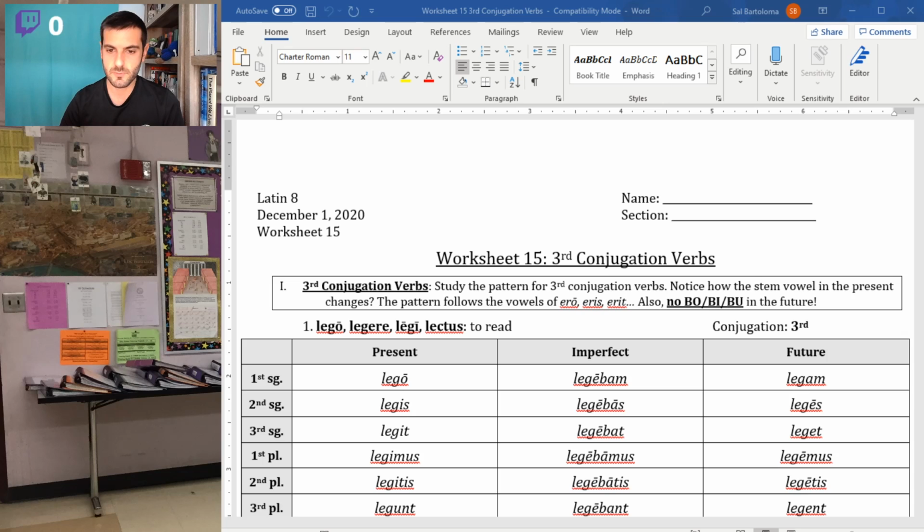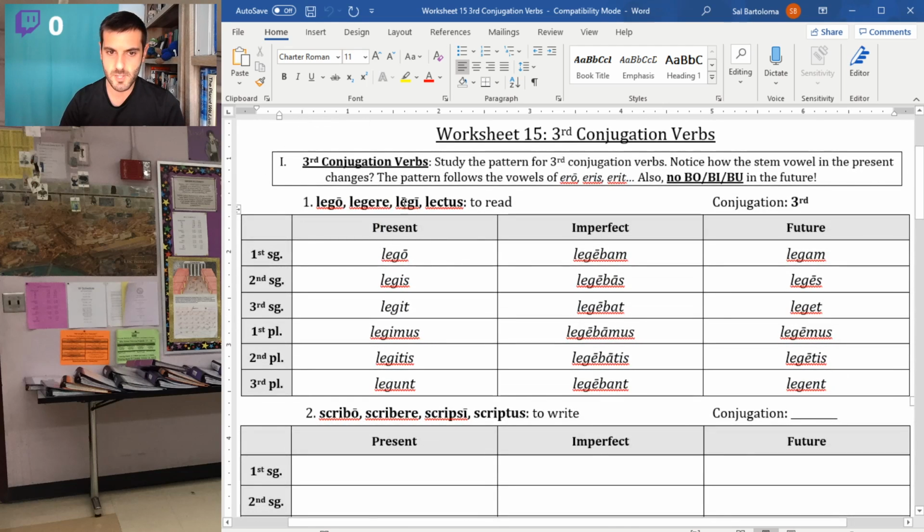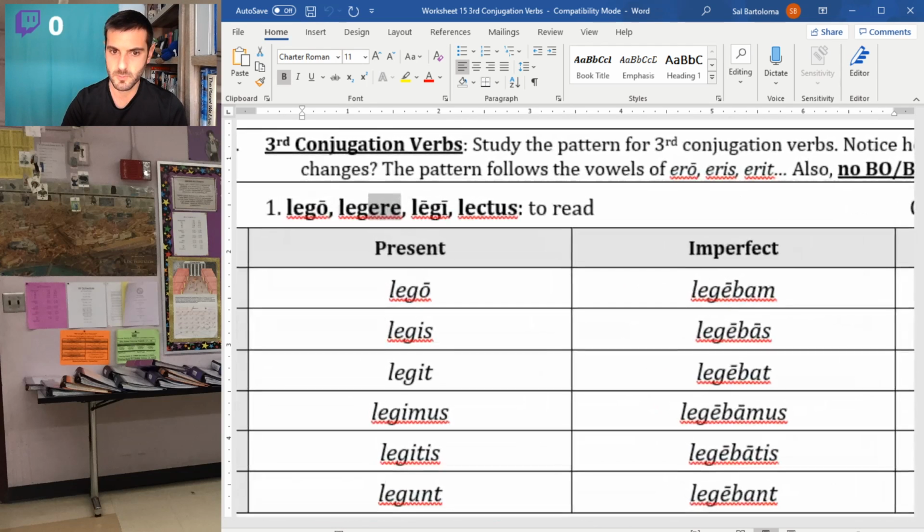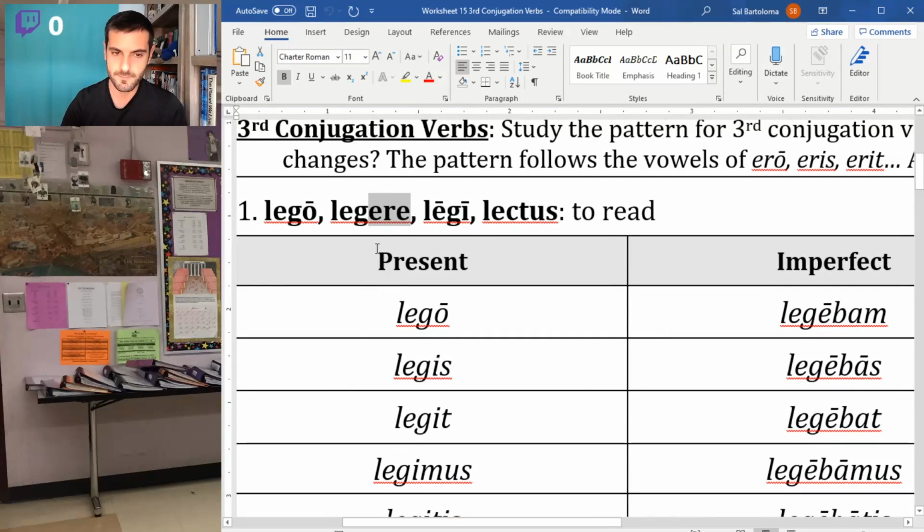So third conjugation verbs, we know a verb is third conjugation because we see a short ere in the second principal part. We also see only an o in the first principal part. So the pattern is o, ere. So lego, legere, duco, ducere, dico, dicere, ago, agere, cano, canere. Those are all third conjugation.